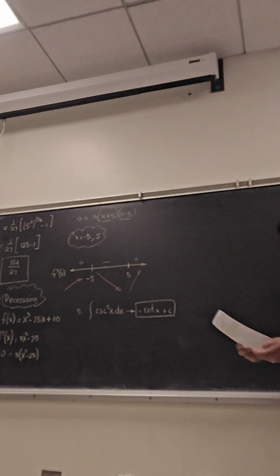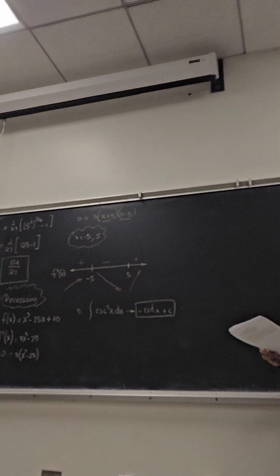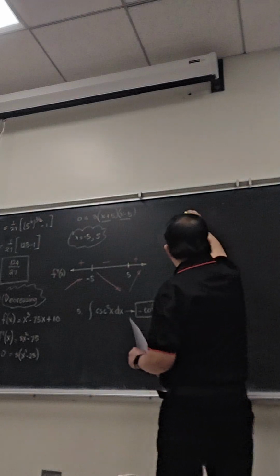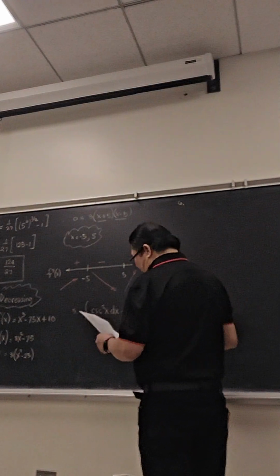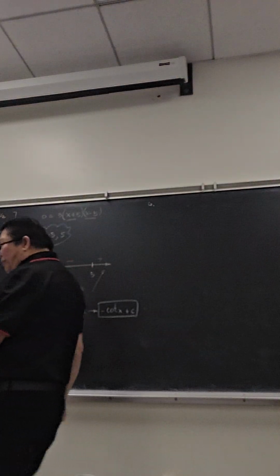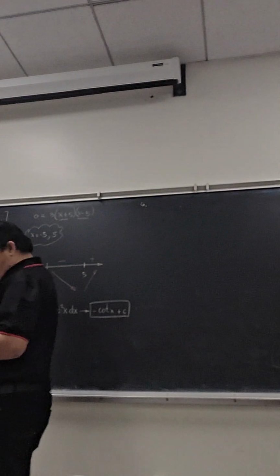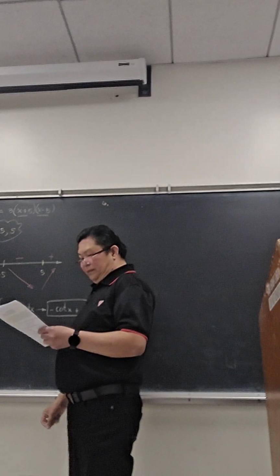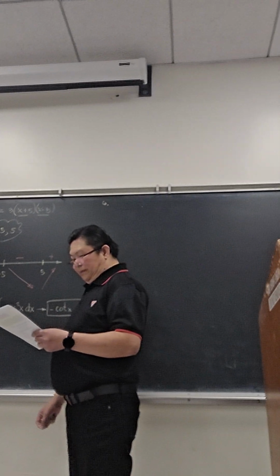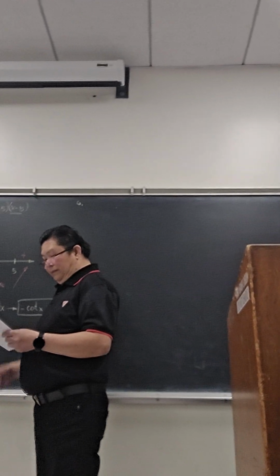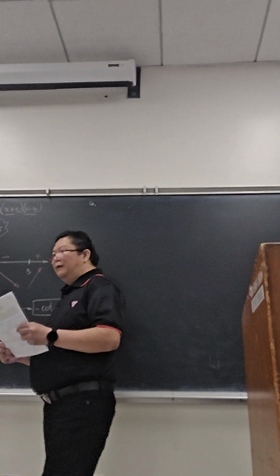Okay. So next, shall I start number 6 right here? Okay. Miho, can you read the problem for me, please? Number 6. A particle moves along the x-axis, the velocity of the particle at time t is 9t squared minus 2t minus 7. What is the total distance traveled by the particle from t equals 0 to t equals 2?